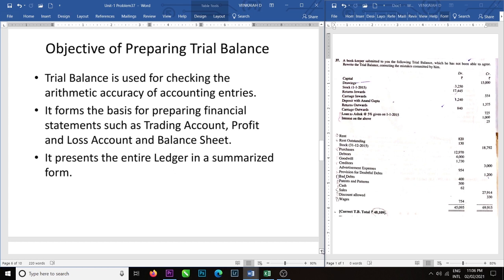So the main objective of trial balance is to find the arithmetic accuracy. And the trial balance is a basis for preparation of financial or final accounts, that is trading, profit and loss account and balance sheet. It is a picture of balances of ledger accounts. Trial balance is a summary of balances of ledger accounts.